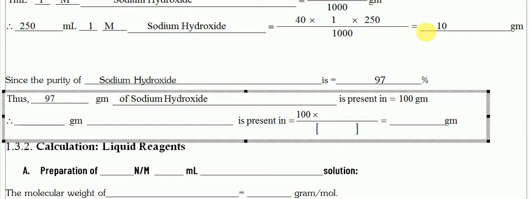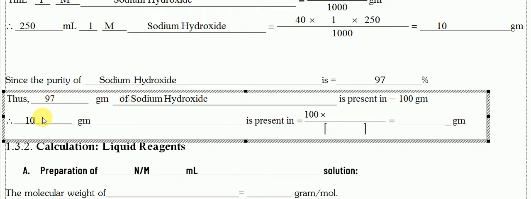Therefore we have found that our 10 gram will be presented in a different weight. We need just 10 gram of sodium hydroxide for the preparation of 250 ml 1 M sodium hydroxide, but since it is 97% pure, we will not get the exact 10 gram of sodium hydroxide by taking just 10 gram from the container. So we have to calculate the exact amount of sodium hydroxide that has to be taken out from the container to ensure that the amount contains exactly 10 gram of sodium hydroxide. So we are calculating this part.